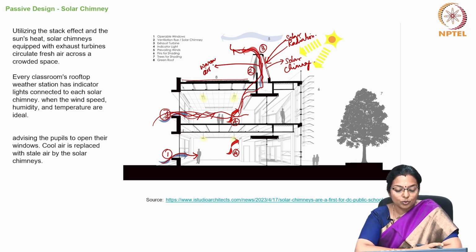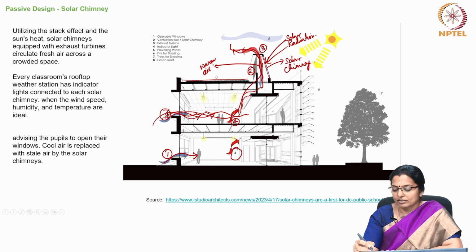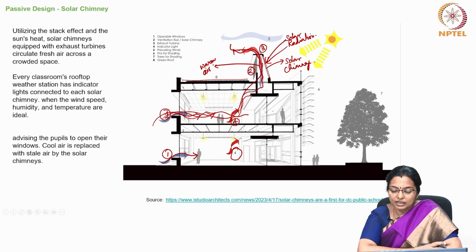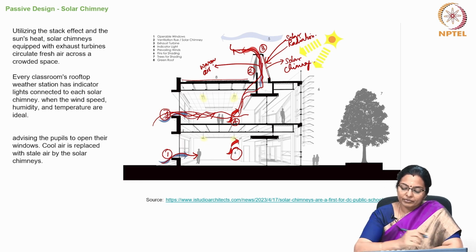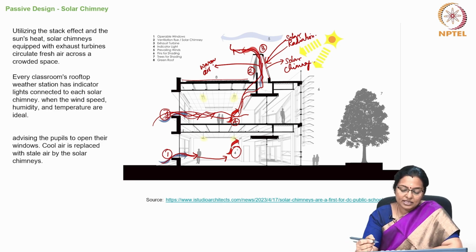Every classroom's rooftop weather station has indicator lights connected to each solar chimney that light up when the wind speed, humidity and temperature are ideal. So, these indicators show the effectiveness of the solar chimney. When it is appropriate, the pupils open the windows based on what the indicator says. The window or the inlet is opened and stale air is replaced with cool air by the solar chimney.